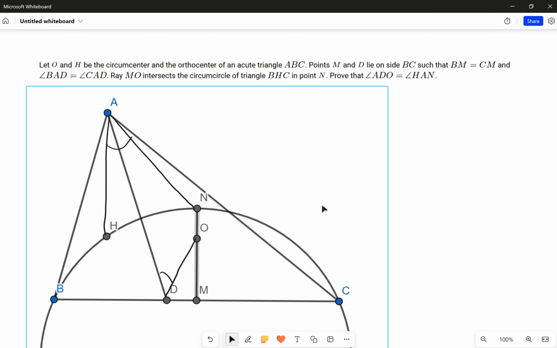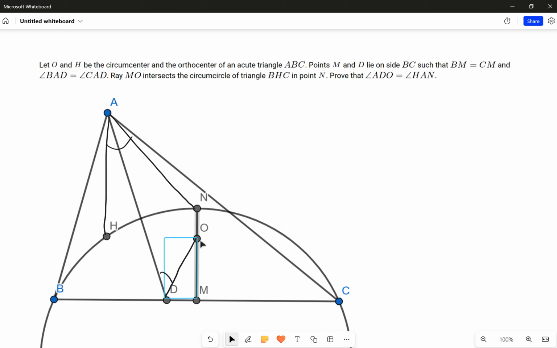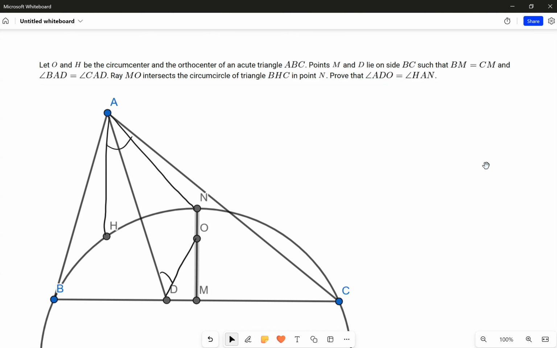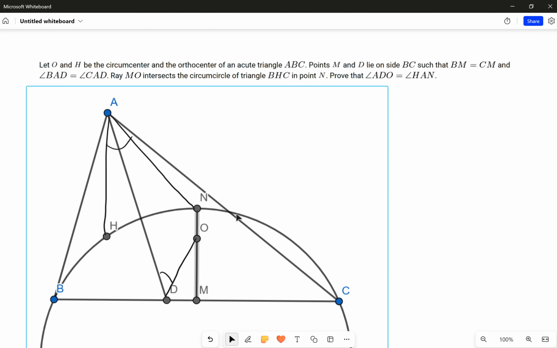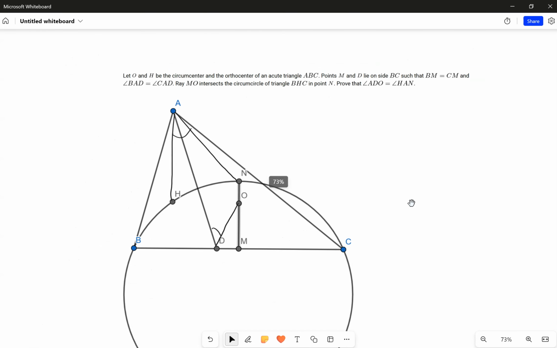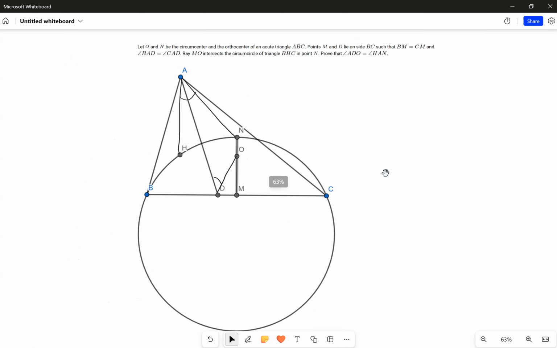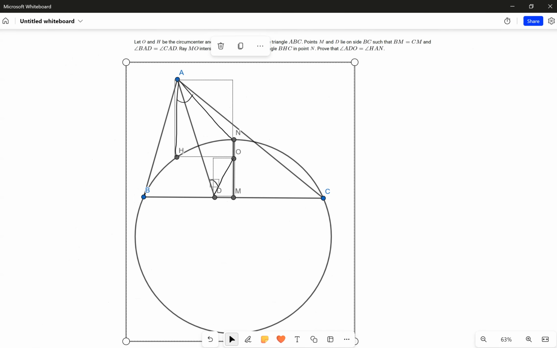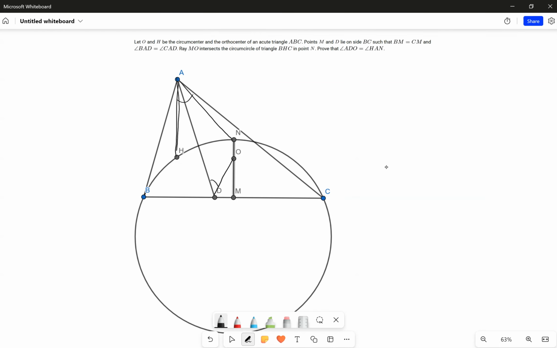And it doesn't seem we can do much with triangle ADO because AO is a diameter line and we don't have the circumcircle of ABC yet. That's not in the picture yet. So it doesn't seem we can do much with ADO. So let's try working with triangle HAN. And indeed, extending AN won't work because we don't really know what AN is, but we know what AH is. It's the altitude. So we can go ahead and extend that real quick.